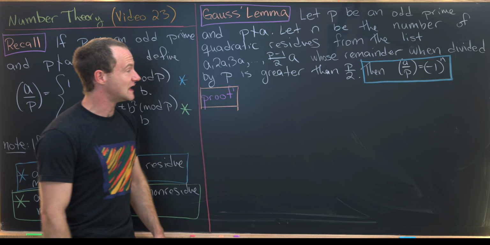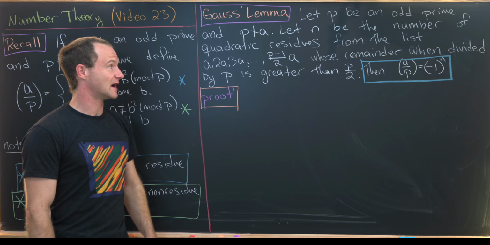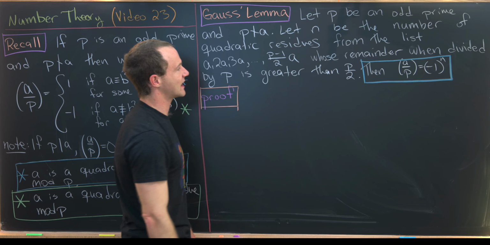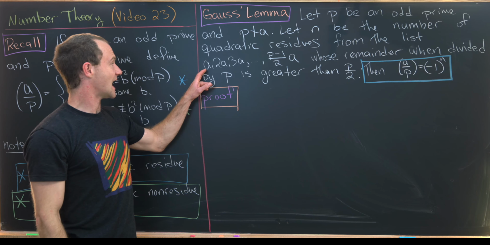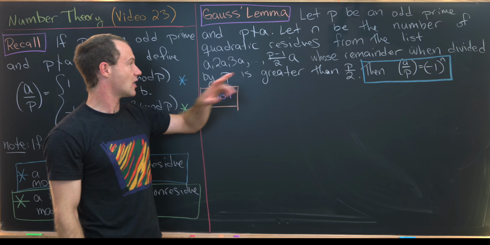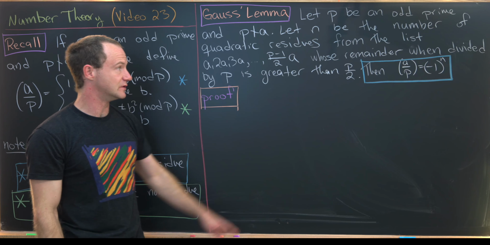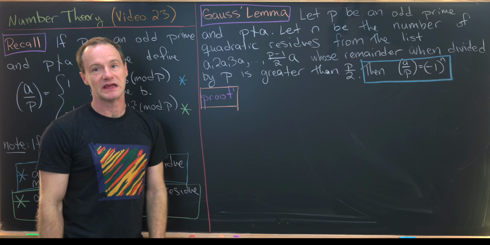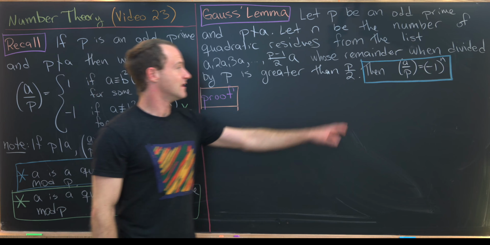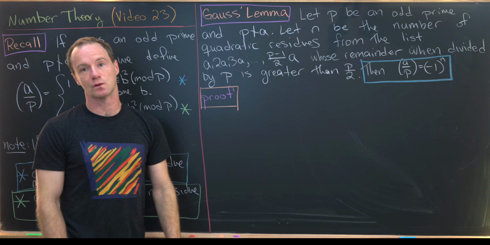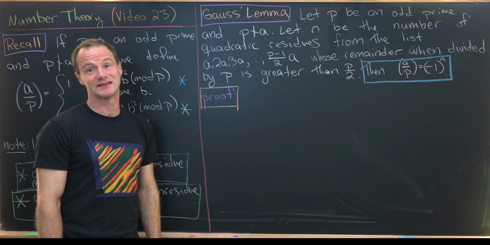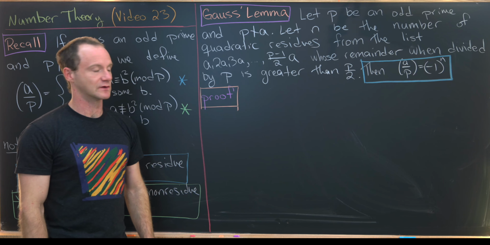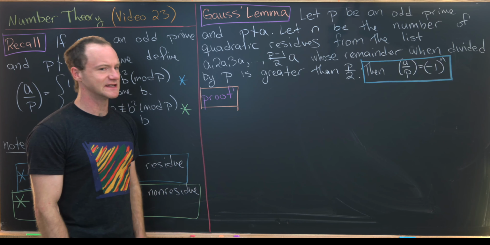Okay, so we want to let p be an odd prime that does not divide a, and then we'll define n to be the number of elements from the list a, 2a, 3a, all the way up to (p minus 1) over 2 times a, whose remainder when divided by p is greater than p over 2. Then a by p is equal to (-1) to the n. Like I said, this is a bit technical, but it will be useful in our eventual proof of quadratic reciprocity. Okay, so let's get to the proof.